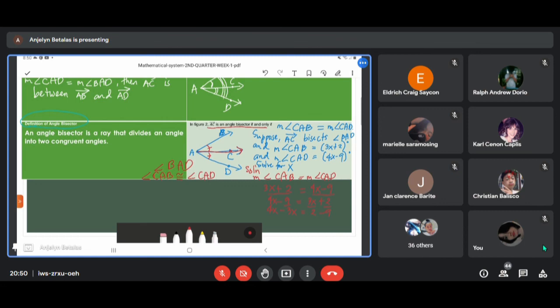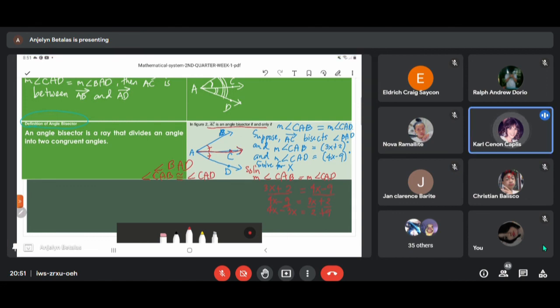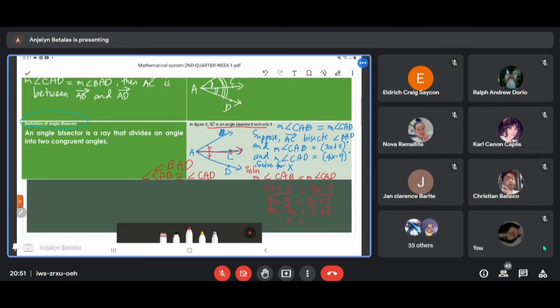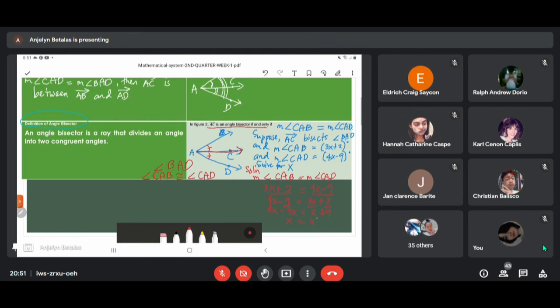Wait, I made a mistake. Transposing negative 9 makes it positive 9. So 4x minus 3x is x. Correct. 2 plus 9 is 11. So x equals 11 degrees.